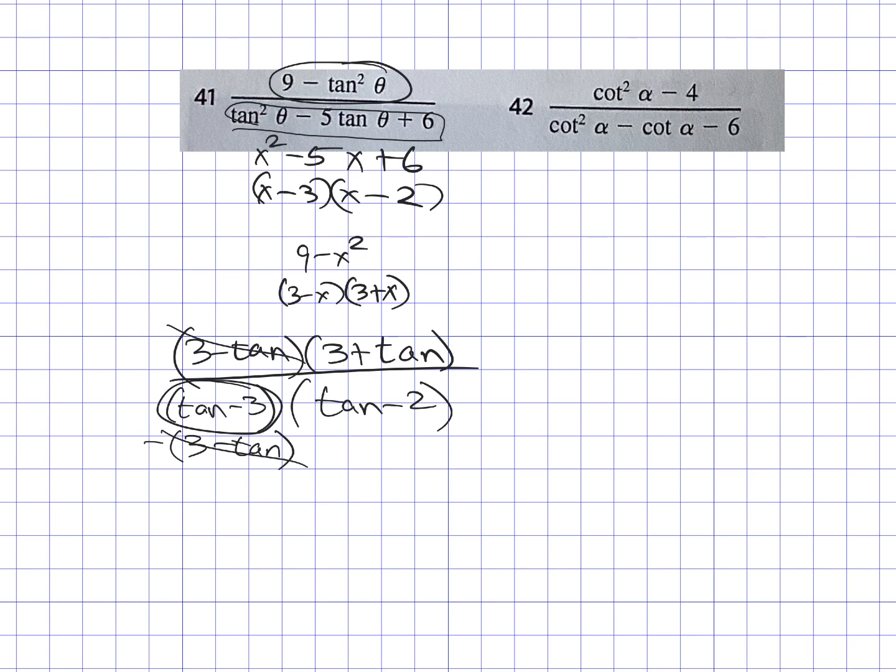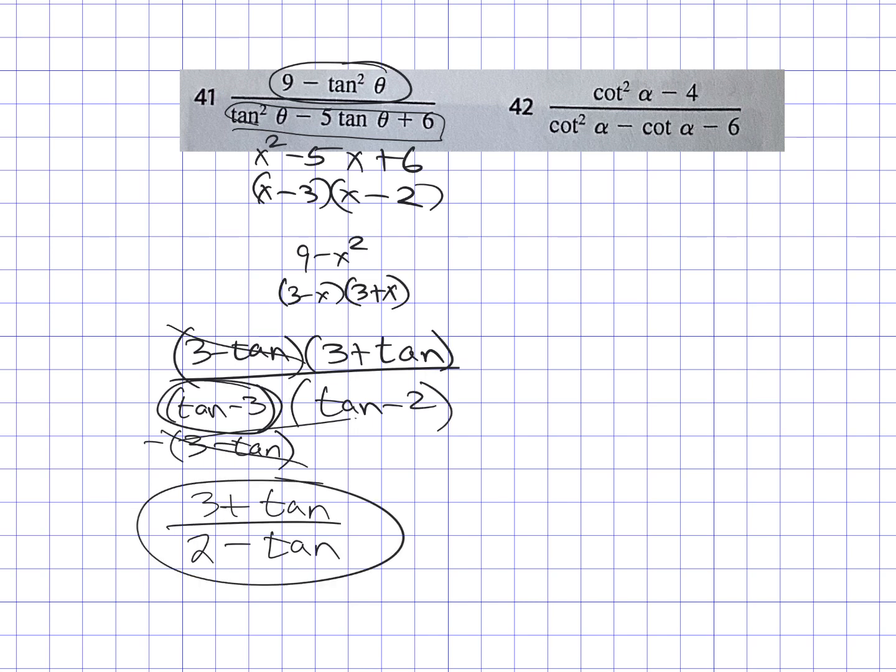You still have a negative 1 there. And then you have 3 plus tangent over the tangent minus 2. But we probably should distribute the minus sign through here. So we get 3 plus the tangent all over the 2 becomes positive and the tangent negative. And that would be, I think, what your answer is, and that is true.